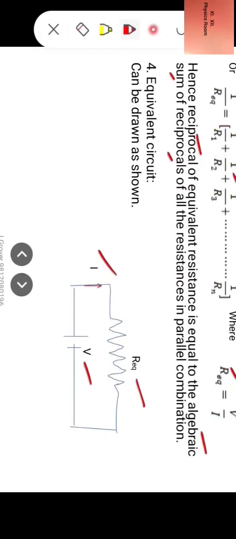So this is the law of parallel combination of resistance, which states that the reciprocal of the equivalent resistance of a parallel combination of resistors is equal to the algebraic sum of the reciprocals of each resistor in the parallel combination.